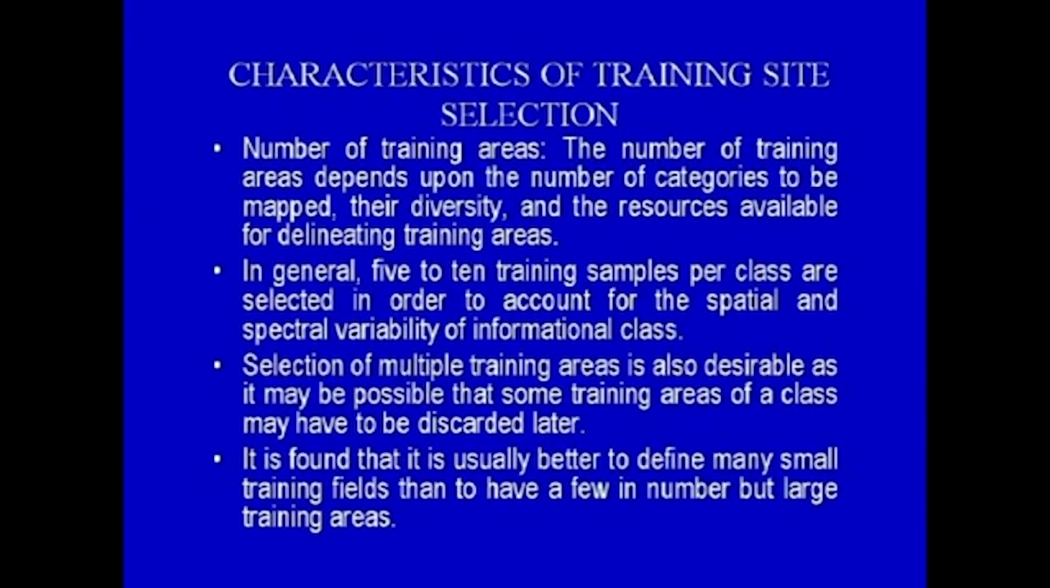Then is number of training areas. The number of training areas depends upon the number of categories to be mapped, their diversity and the resources available for delineating training areas. In general, 5 to 10 training samples per class are selected in order to account for the spatial and spectral variability of information classes.